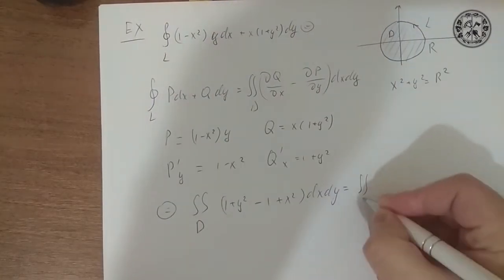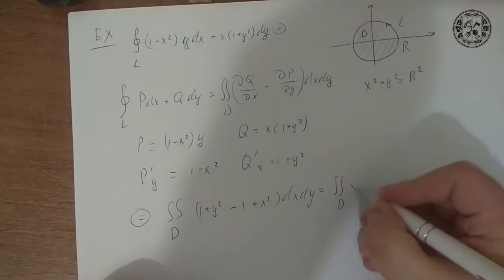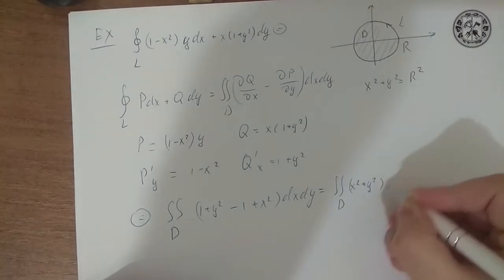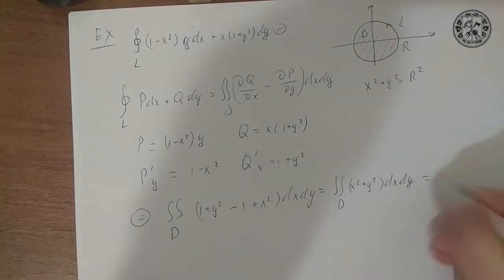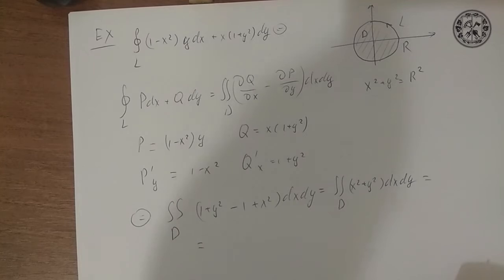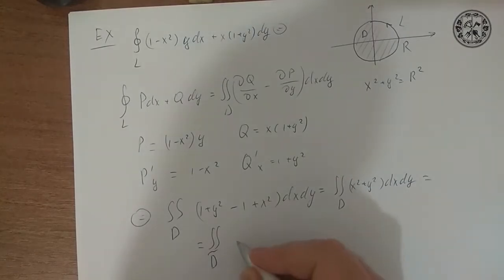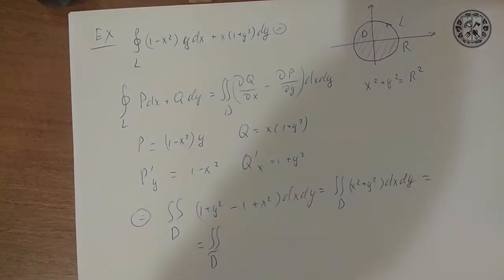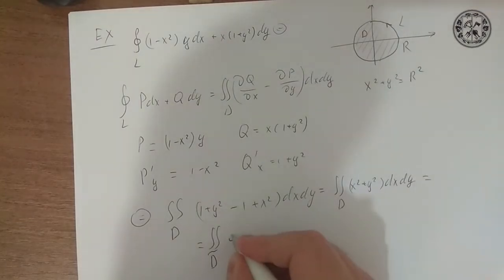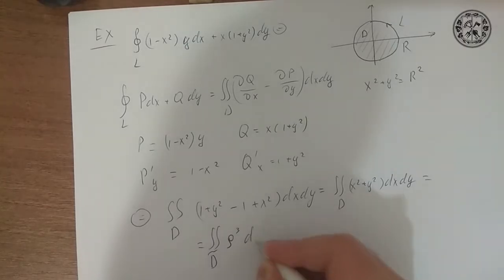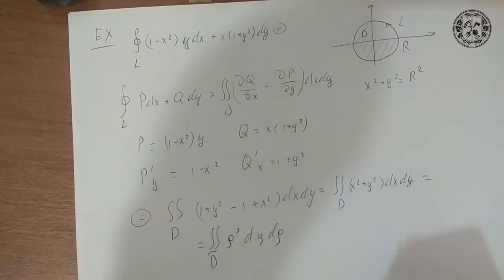totaling x squared plus y squared dx dy. Because we have a circle, we have to switch to polar coordinates. We'll get rho squared as x squared plus y squared multiplied by the absolute value of the Jacobian. We'll get rho cubed d phi d rho.